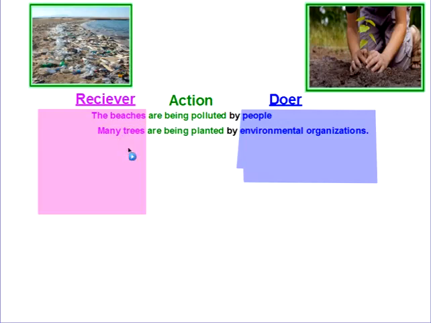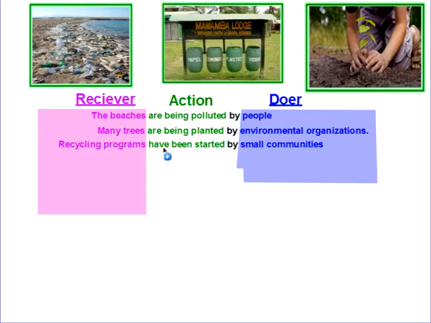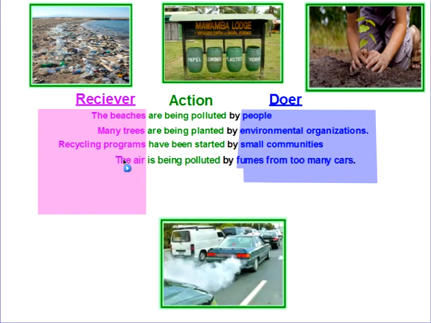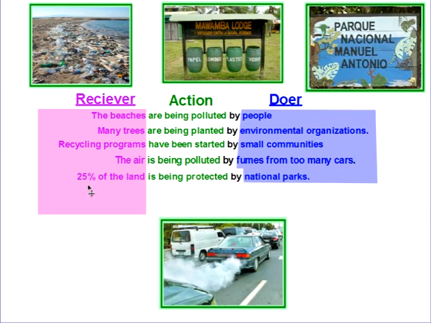Here's the next one that we had. Many trees are being planted by environmental organizations. Again, many trees is my receiver. Recycling programs have been started by small communities. Again, the receiver is the recycling program. The air is being polluted by fumes from too many cars. Okay? Again, the air is my receiver. Here's another one. 25% of the land is being protected by national parks. Again, 25% of the land is my receiver.